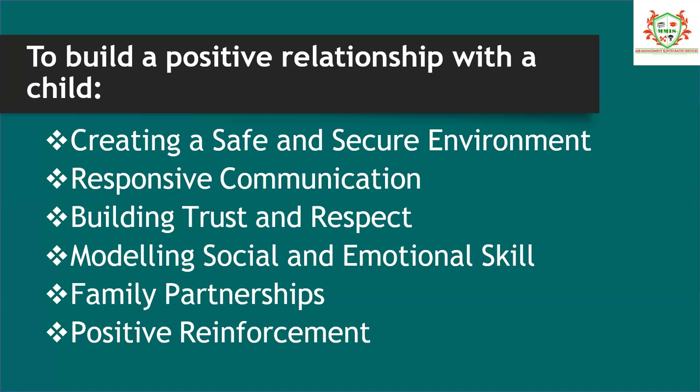Now, modeling social and emotional skills. Another way is this particular point, modeling social and emotional skills. They learn best by observing adults. They observe adults. They see if you are empathic, if you show empathy. They look at you to see if you have self-control, and in your communication, if you are positive in everything you say.